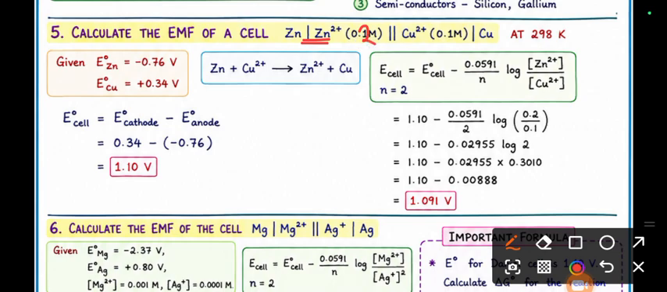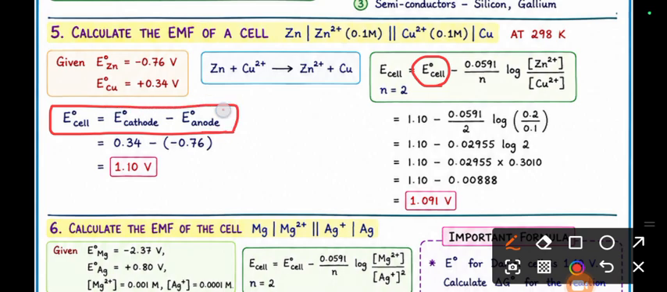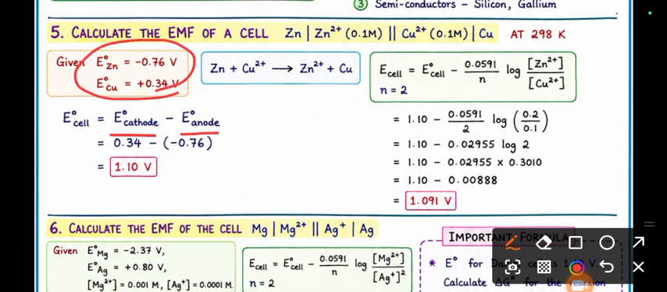Now let us do the numerical. First, we need to find out standard electrode potential of the cell. To find out standard electrode potential of the cell, we have a formula. Standard electrode potential of the cell is equal to standard electrode potential of cathode minus standard electrode potential of anode. So here cathode is copper and anode is zinc. And one more trick is there to remember the cathode and anode. You just look at the standard electrode potential. Wherever you are getting higher value, that is cathode, and lesser value is anode. Substitute in the formula, you will get standard electrode potential of the cell 1.1 volt.